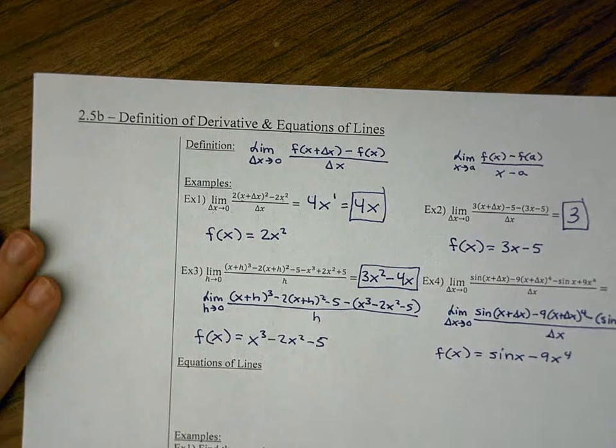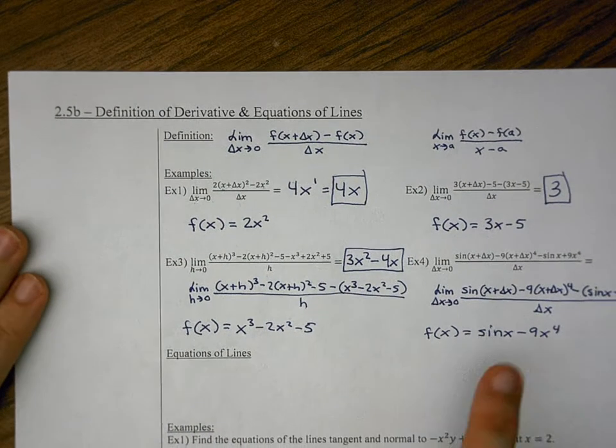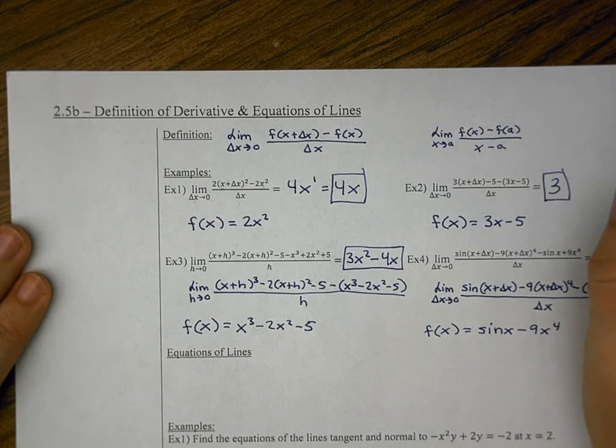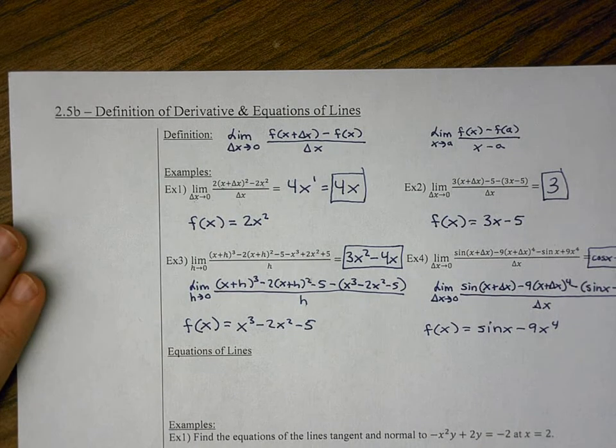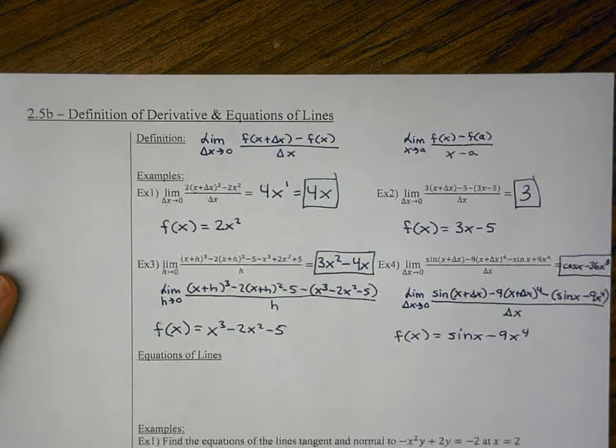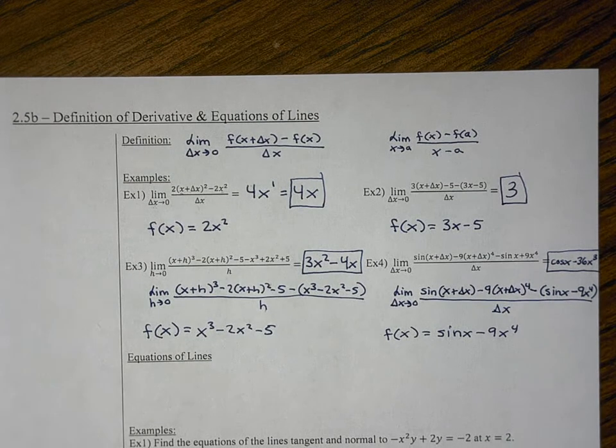Okay, and so what's the derivative? Well, derivative of sine x is cosine x. And derivative of 9x to the 4th is 36x cubed. Okay? Oops, a little bit off the screen, sorry about that. 36x cubed. Okay, so that's definition of derivative. They're pretty quick problems. We'll do some more practice with them, obviously, in class.